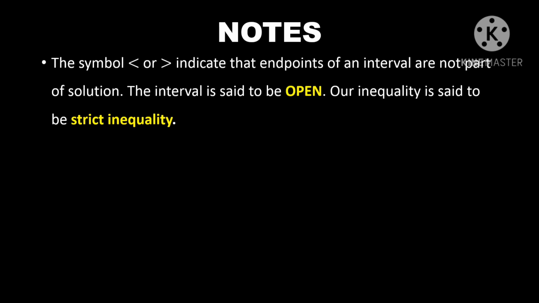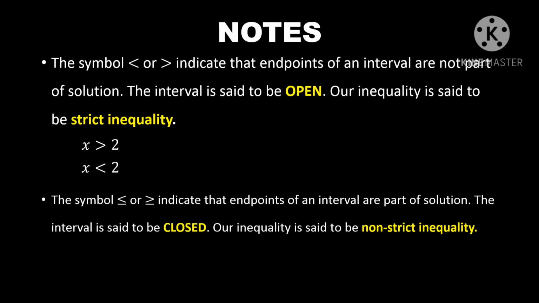Before we proceed to our discussion on interval notation, we have to remember that the symbol less than or greater than indicates that the endpoints of an interval are not part of the solution. So the interval is said to be open, and our inequality is said to be strict inequality. Tawag doon is strict inequality if we have that symbol. Example, if you have x greater than 2 or x is less than 2, these are examples of strict inequality. Strict ang tawag dito. So, ibig sabihin, yung 2 is not included. So, if we write this in interval notation, ang interval na ito ay tinatawag na open interval.